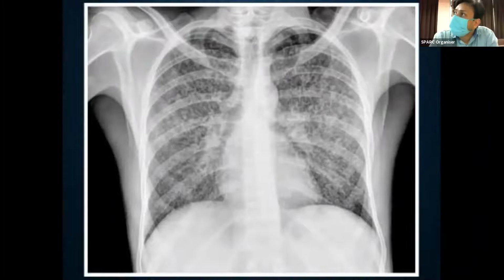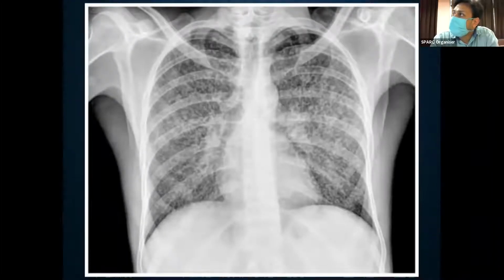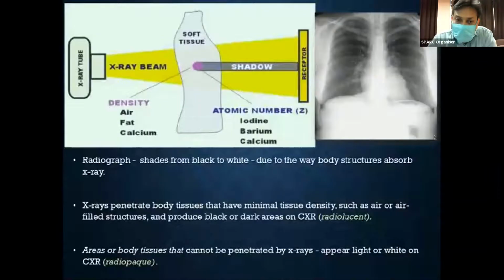What is the abnormality here? We see multiple small nodules scattered over both lung fields, and these nodules are not having any predilection for fissures or for subpleural location. Almost all areas of the lungs are equally affected. This is an example of miliary opacity. A classical example is miliary tuberculosis, although some other cases like fungus and some rare kinds of metastasis can also produce a similar picture, but the classical example is miliary tuberculosis.